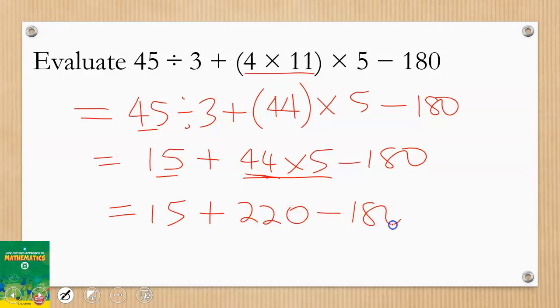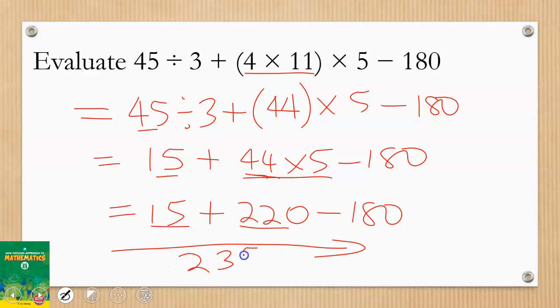Before the minus 180, and then we have this. Now when we come to addition and subtraction, don't worry, just go from left to right and it will give you the same result. So 15 plus 220 is going to give me 235, then minus 180. If you do your subtraction very well, you get 55 as your answer. This is how we applied the BODMAS in dealing with this.